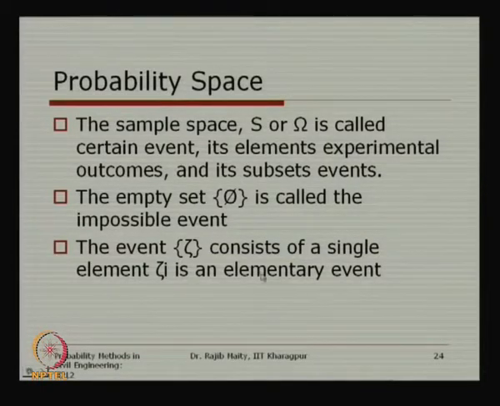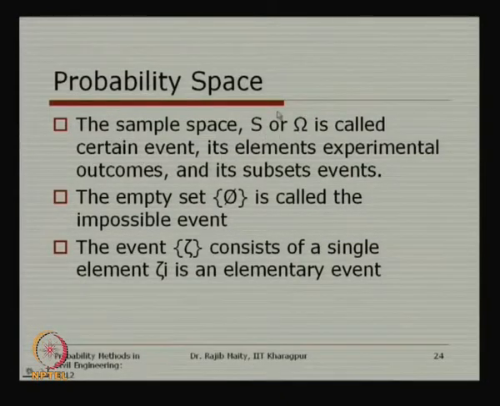The probability space is important because this is the way we link between the set theory and the probability concept. In this probability concept, the sample space S, or sigma, is called the certain event, its elements are the experimental outcomes, and its subsets are events. The empty set, the null set, is called the impossible event, and an event consisting of a single element is an elementary event.